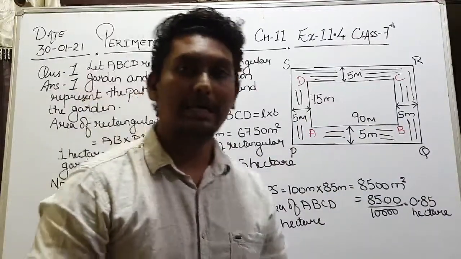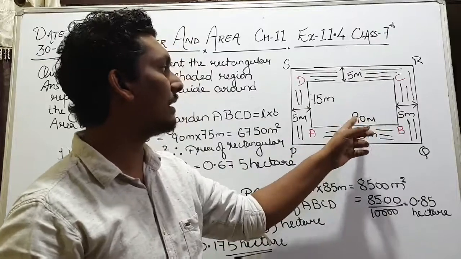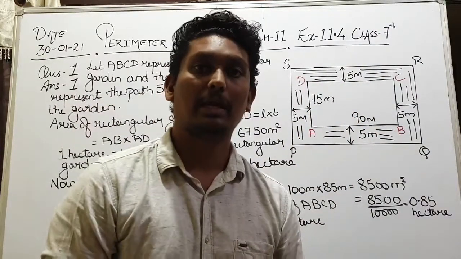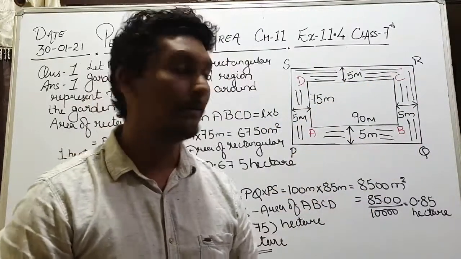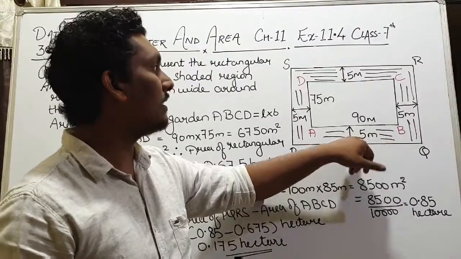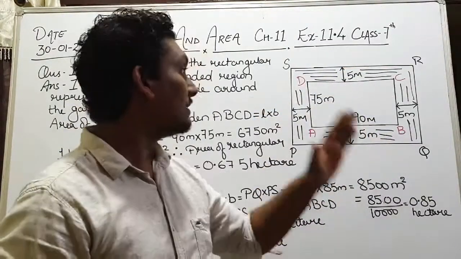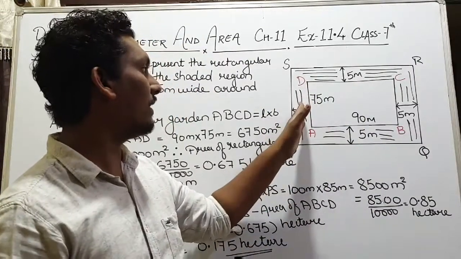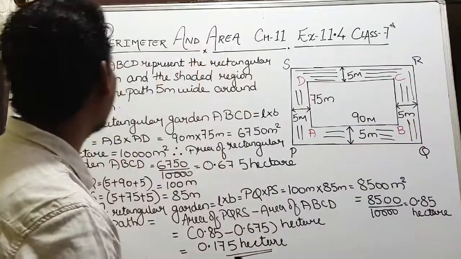When we are talking about the area of the ABCD garden, it is very clear: length into breadth, 90 into 75. But when we are talking about the area of PQRS, PQRS includes this 5 meter and this 5 meter and this 90. Same way, the breadth will include this 5, this 75 and this 5. Okay. Now come to the answer.